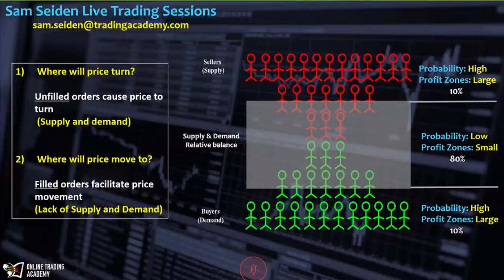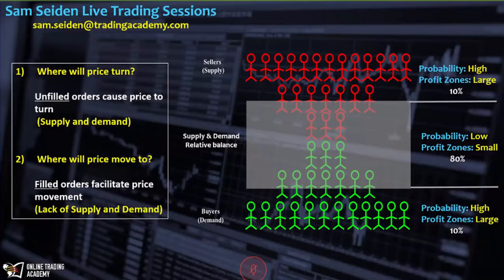Does that make sense? So our goal is to identify the picture that represents demand, supply, and this area in the middle. We want to be able to recognize those two things, supply and demand levels, and then the middle or the white space here. Does that make sense? Okay.